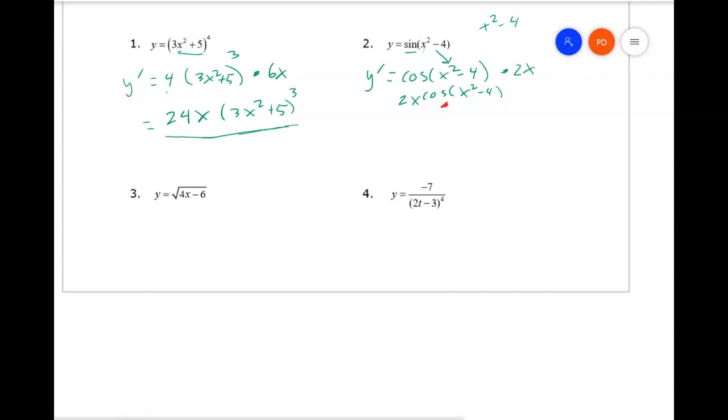Okay, the first thing I do when I see a square root is I write it as a power. That's been true for a little while now. 4x minus 6 to the 1/2 power. So I rewrite the problem into a form where I see, oh, this is a power function. I can use the power function rule.